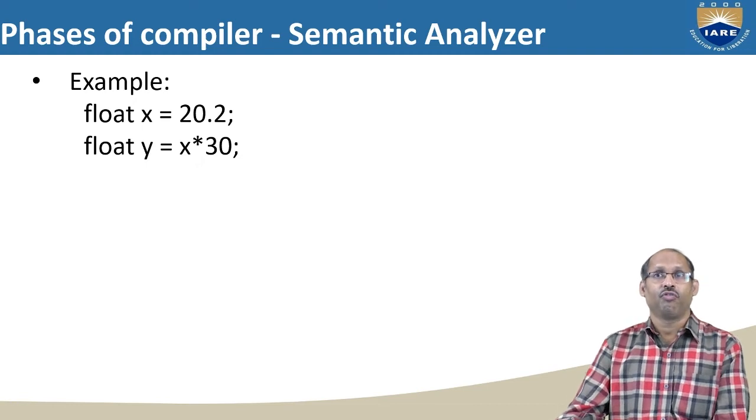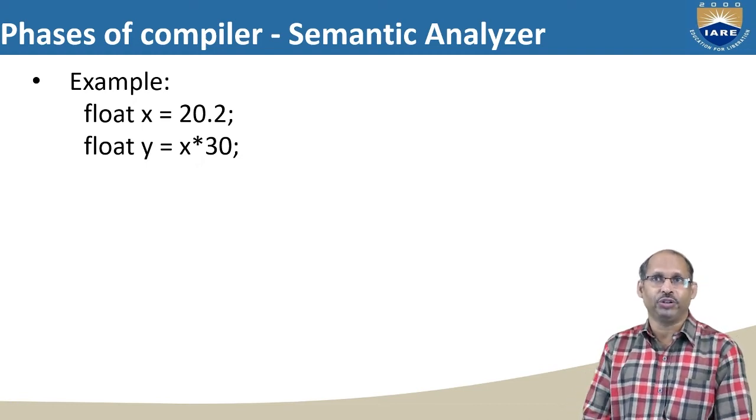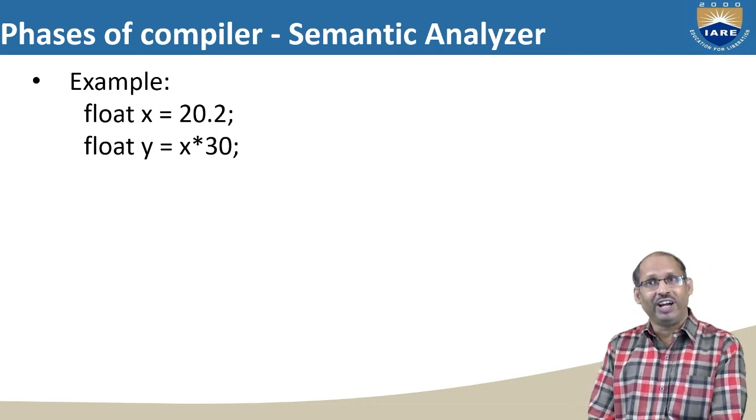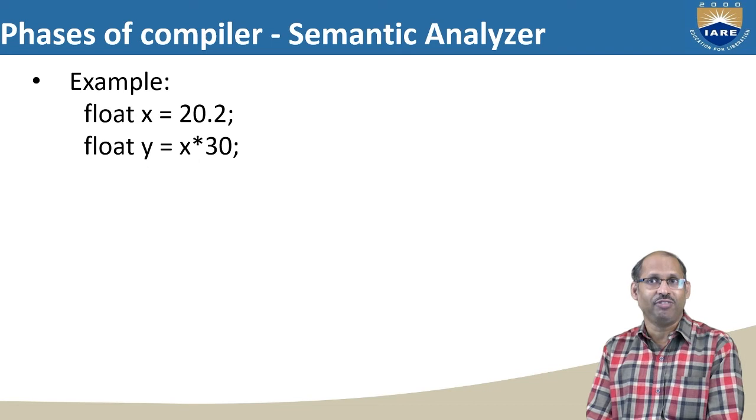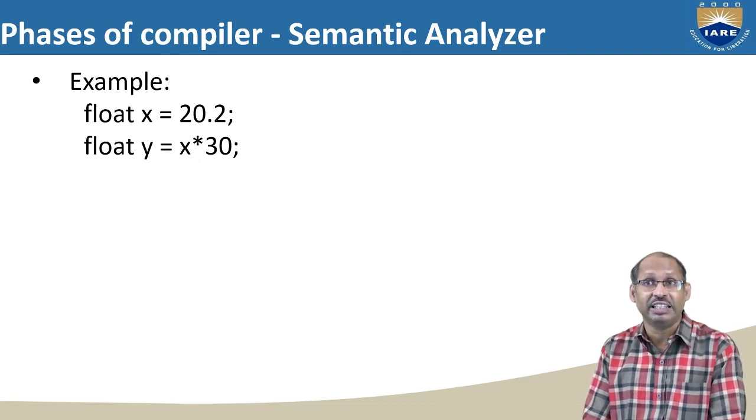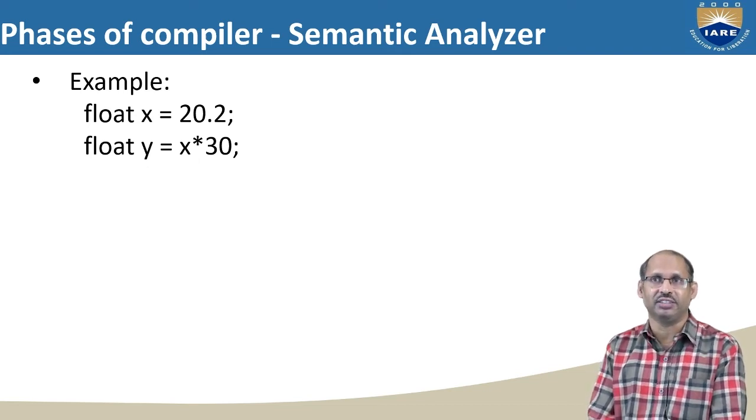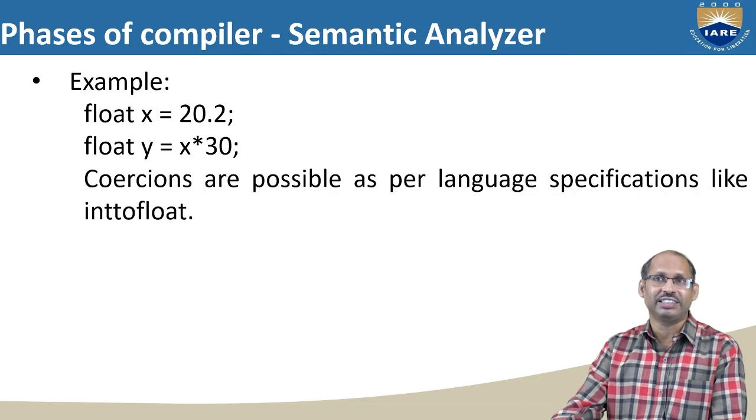Here, float x equal to 20.2 means it's a float variable. Okay. Float y equal to x into 30. Y is a float variable, x is a float variable. But what is 30? It is an integer constant.